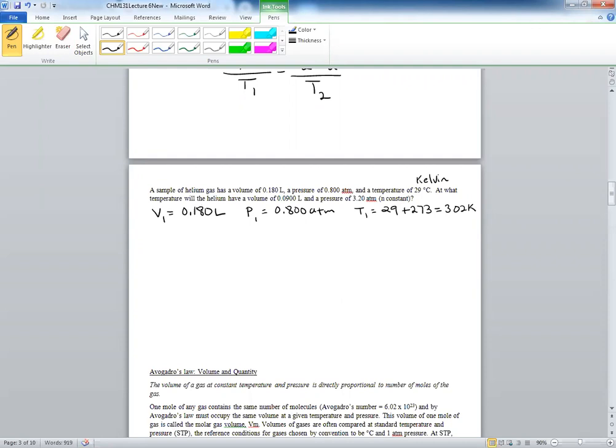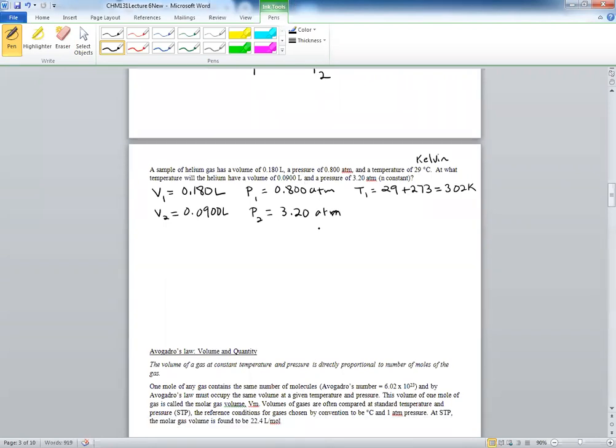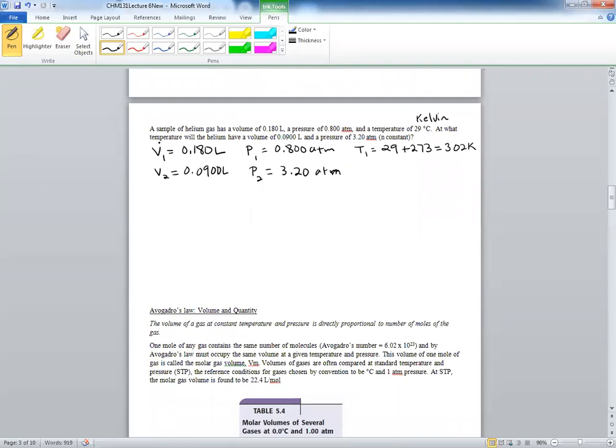At what temperature will the helium have a volume of 0.0900 liters? So that's V2. And the pressure, which is P2, of 3.20 atm, or atmospheres. Now, what are we solving for here? It says to you, at what temperature. So we're looking for T2. That is X. So you're solving for T2.